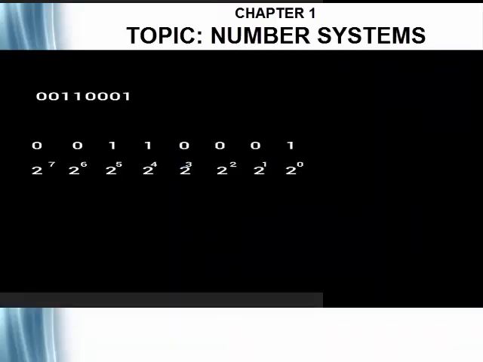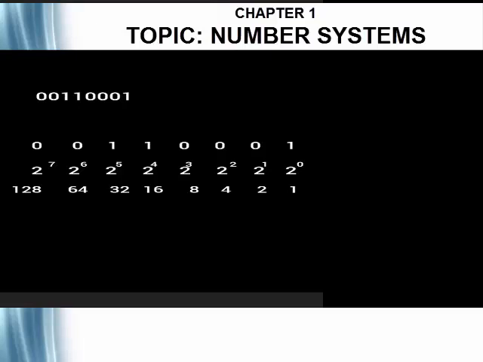And same as 2 to the power of 1 will be 2, 2 to the power of 2 will be 4, 2 to the power of 3 will be 8, then 16, then 32, then 64, and finally 2 to the power of 7 will be 128. Now we just cross out a value under a 0.